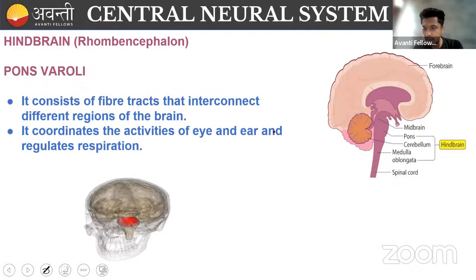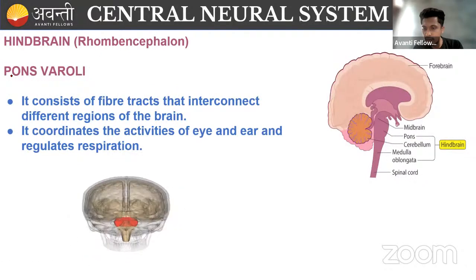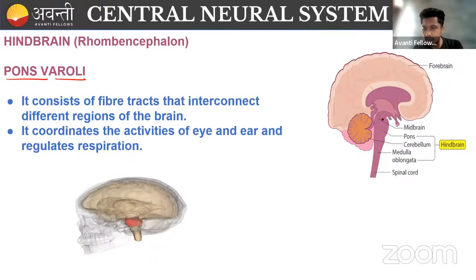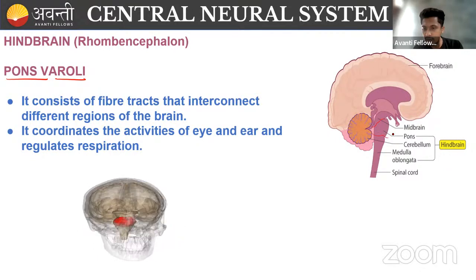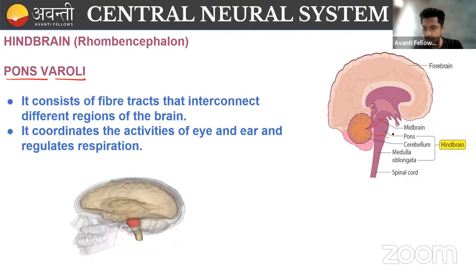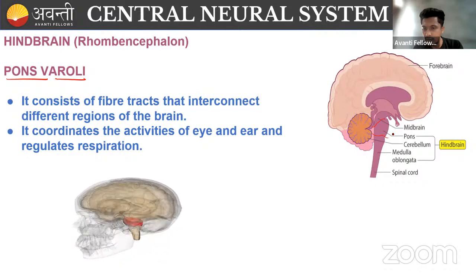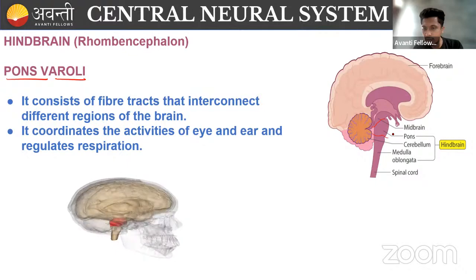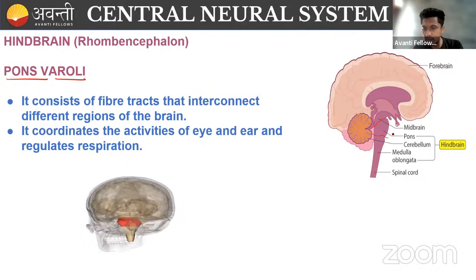So next one. The other region is called the pons region. It is also called the pontine region. When we talk about the pons, it is very, very important. Why? Because the pons does many coordinative functions, like controlling the rate of respiration, and the activities of the eyes and ears. If you don't have proper ears, you will not be able to balance properly. If you don't have eyes, then you have no visual sensations.